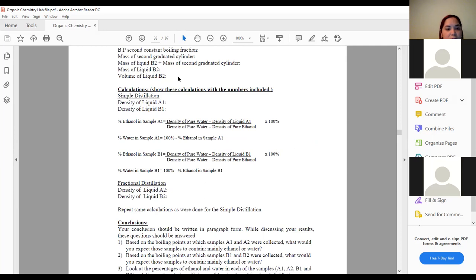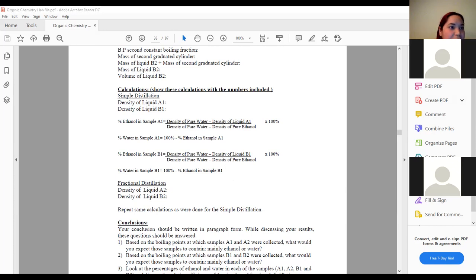So what I'm understanding is that for the density of liquid A1, B1, we have to calculate that. Yes, that's mass over volume, correct? Yes. And then once we find those, we figure out all the 1, 2, 3, 4 percentages that are listed there, correct? Yes. And then for the fractional distillation, we do the same thing, finding all those 4 percentages using liquid A2 and B2. Yes. Okay, that doesn't sound so bad.